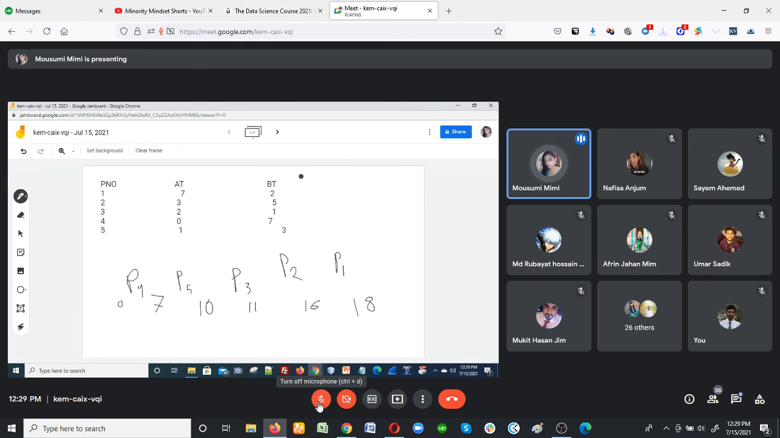So the thing is, when these types of algorithm questions come in the exam, I will provide you the process number, arrival time, and burst time. Your first duty is to draw this Gantt chart. When you draw the Gantt chart, you can calculate the completion time, then turnaround time, and waiting time is not an issue.